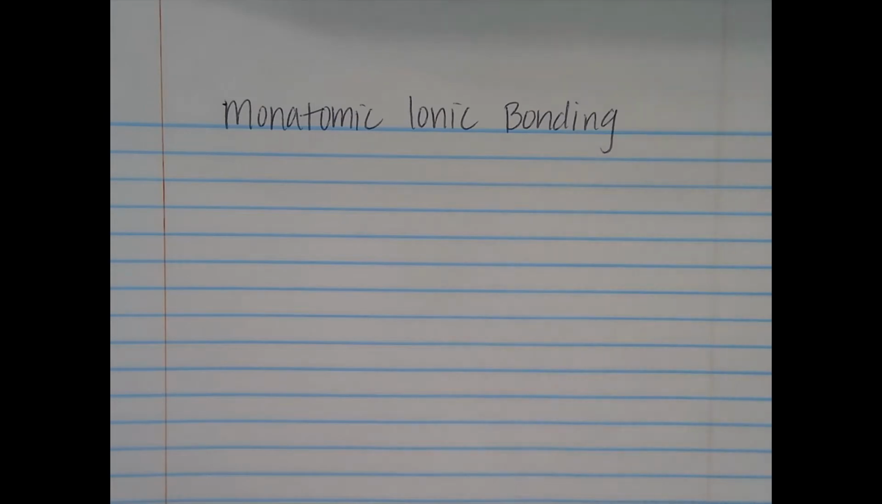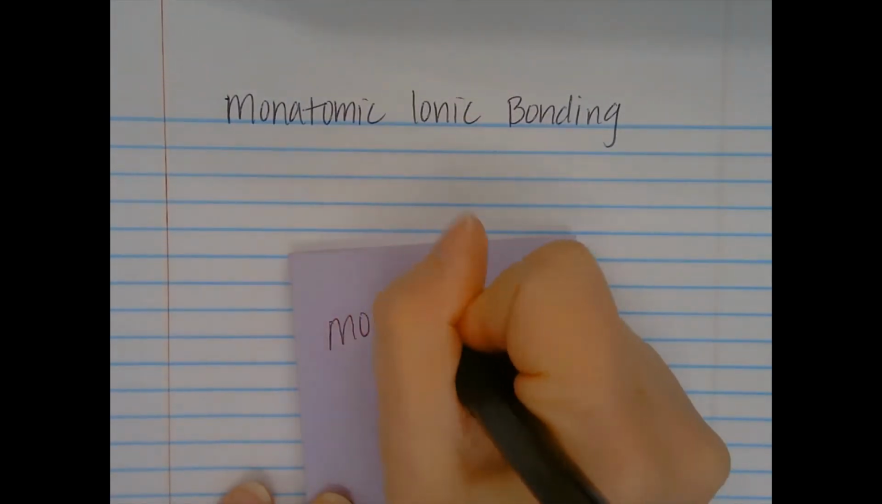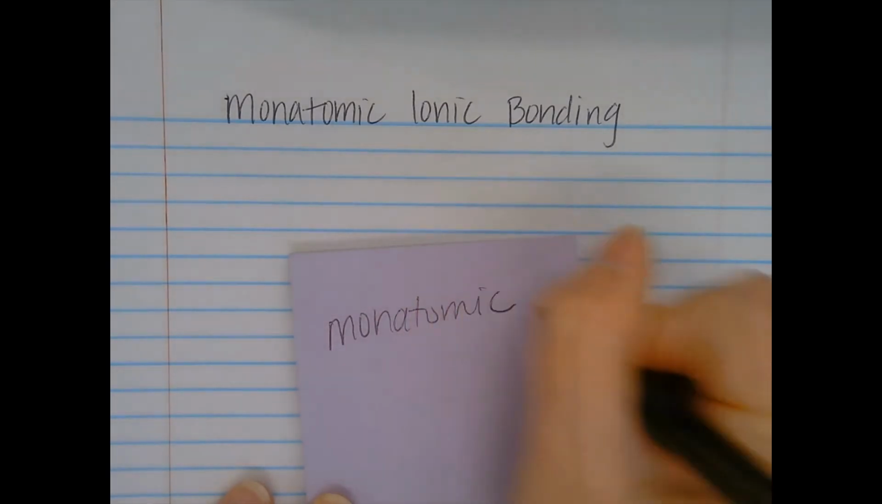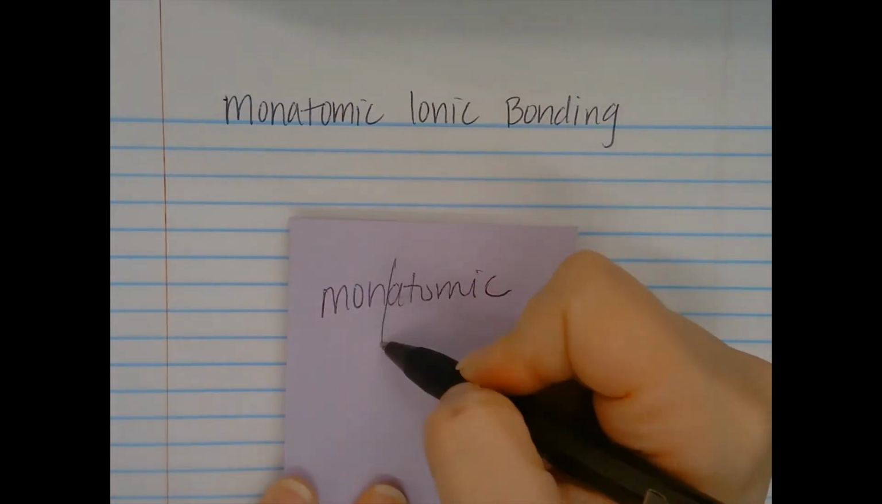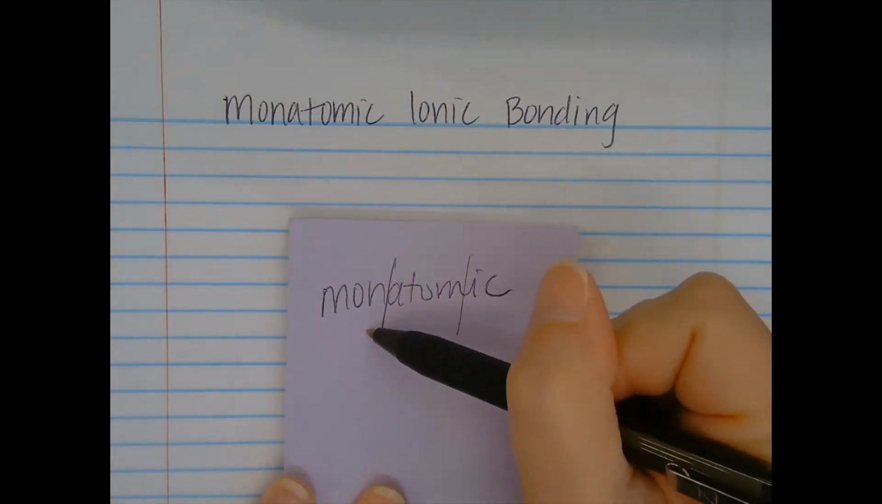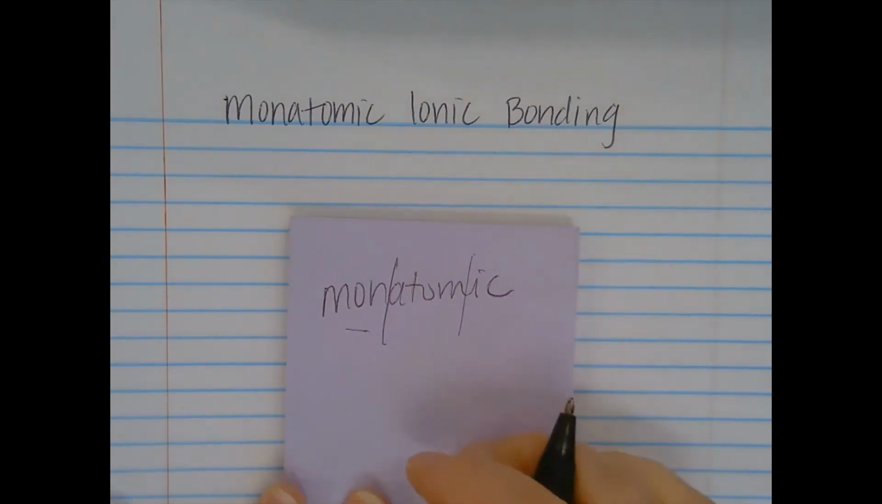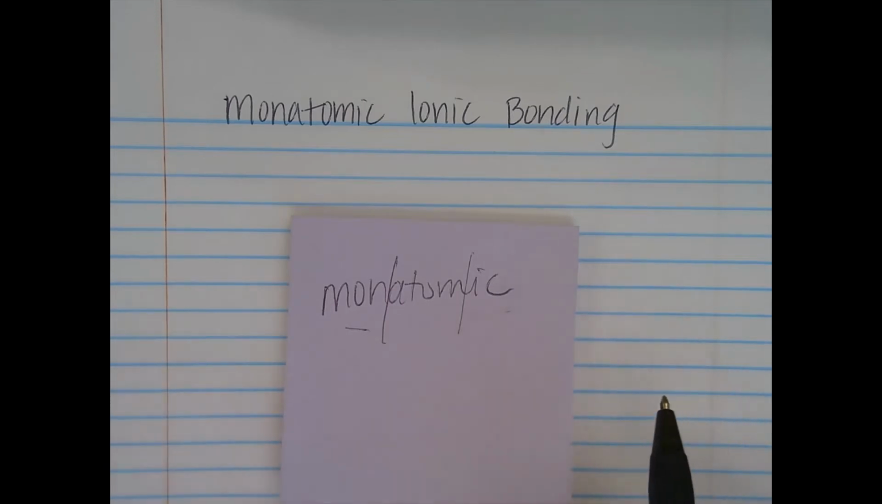Monatomic. Okay, real quick, if we just look at that word, if you had to break up this word and split it up, where would you break it up at? Mon, and then atomic. Yeah? So the prefix mon comes from mono, which means one, singular. Okay? So mono meaning one, atom, and then the suffix ic means pertaining to.